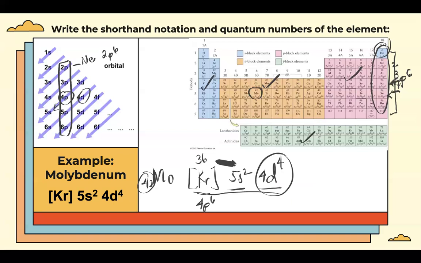Now, create an orbital diagram for 4d. How many boxes should we write for D? So we have to write 5, right? So labeling 0, 1, 2, -1, -2, and put the arrows as the representation of electrons. So how many arrows should we write? According to the exponent, we need to write 4.